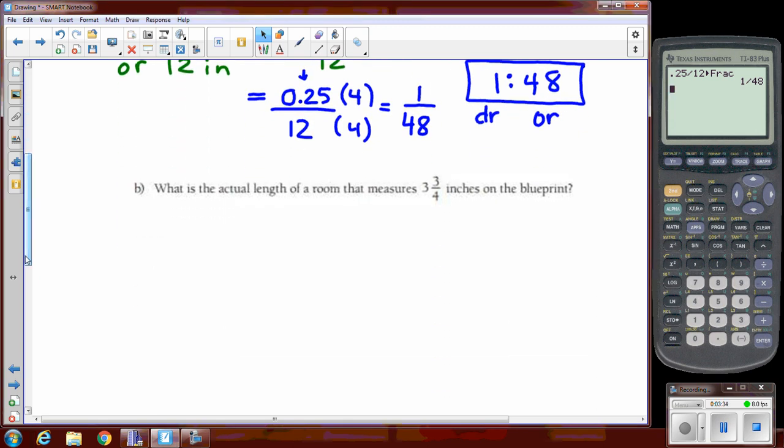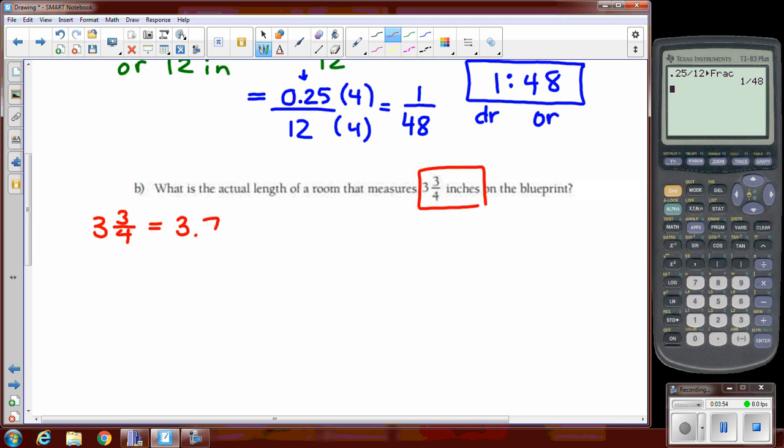So now the question moves a little bit on. It says, in this diagram or this blueprint, what is the actual length of a room if on the blueprint we have 3 3/4 inches? So what we probably want to do is write 3 3/4 as a decimal, well, that's 3.75, because 3 divided by 4 is 0.75. So 3.75 inches on the blueprint. They're saying, what's the actual length?